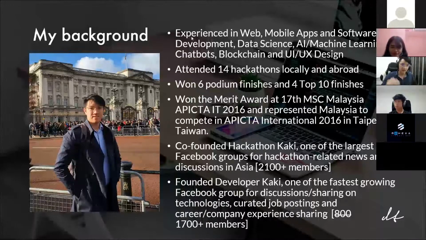Before I started joining hackathons, the very first major award that I won was the Merit Award at the 70th MSC Malaysia APICTA IT 2016. And after winning that competition, I was chosen to represent Malaysia to compete in the APICTA International in Taipei, Taiwan. Back then they sponsored the flight and hotel. It was a nice experience.